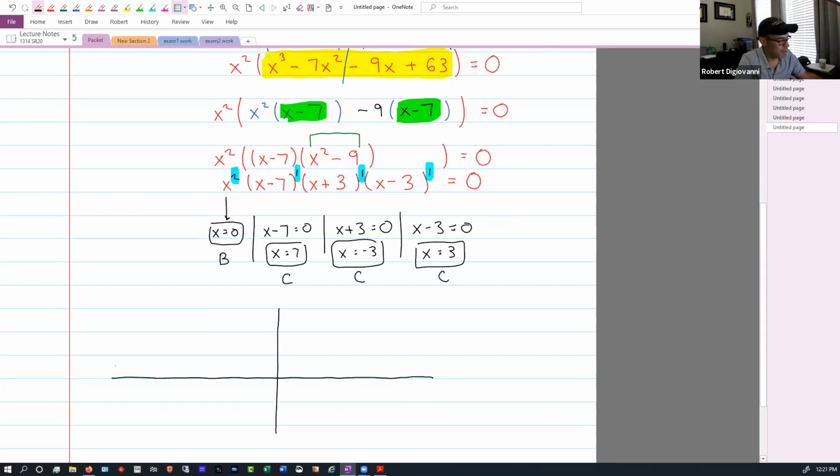Put all the x-intercepts. So I'm going to start at 0, put a dot here. At 7, I'll put a dot. At -3, I'll put a dot. And at +3, I'll put a dot. Next, I'm going to put the end behavior, which was left side down, right side up.